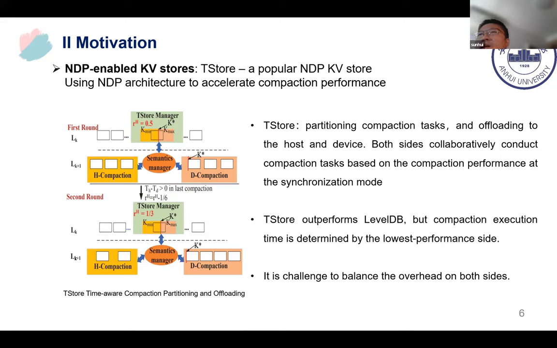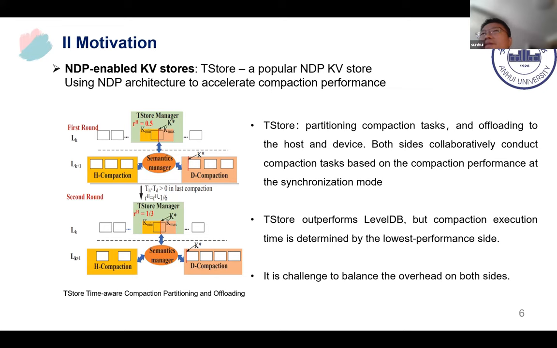It means when the host completes the compaction processing, it must wait for the device side. When the host and the device side all complete the compaction, the whole process for the compaction finishes. TSTOM outputs the result, but compaction queue time is dictated by the slower performance side. The host may have higher performance than the storage device. It's a challenge to balance the overhead on both sides in NDP enabled TSTOM.